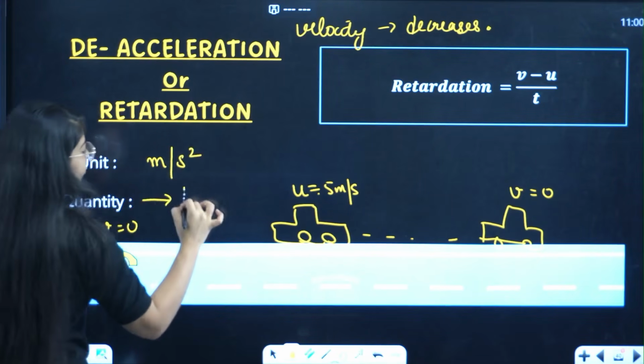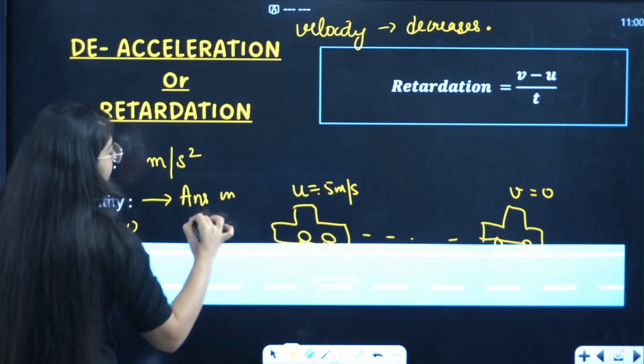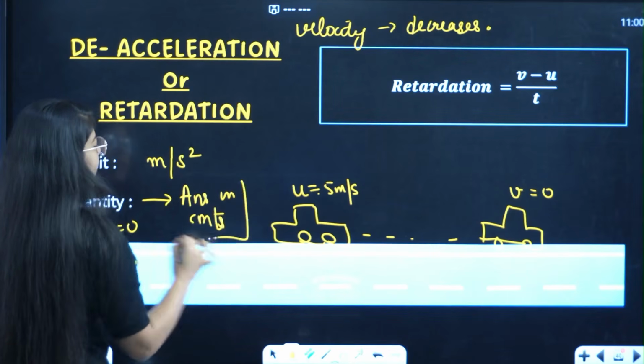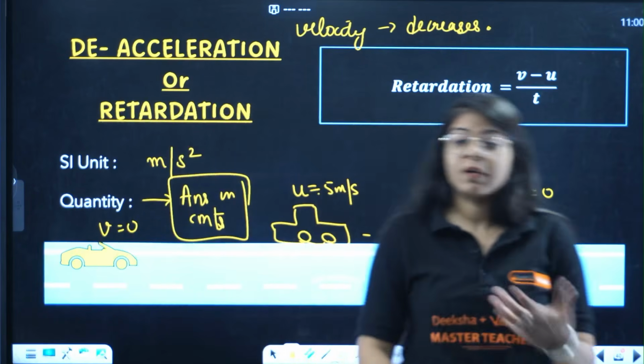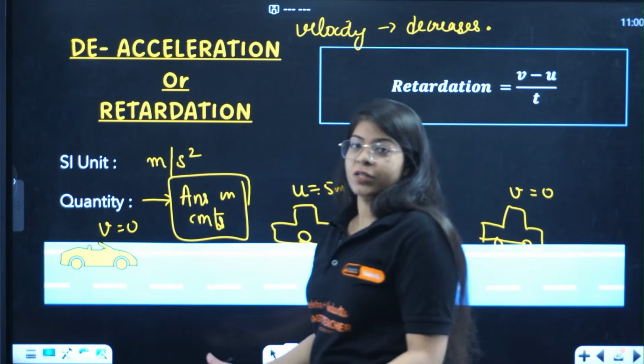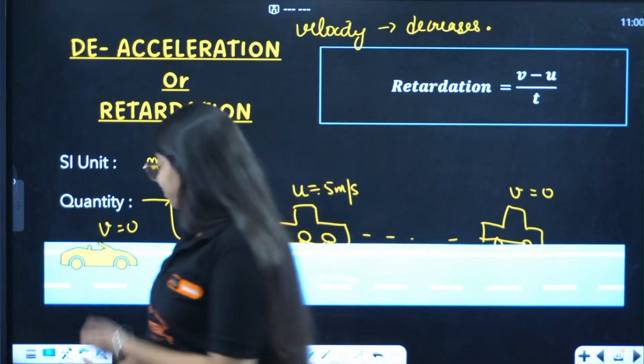And this you have to tell me in the comments. Answer in comments. Which quantity will acceleration be, a vector quantity or a scalar quantity? Scalar quantity. Okay?